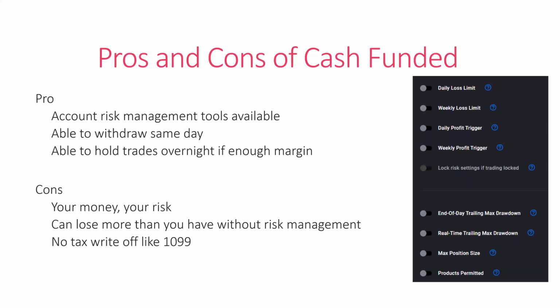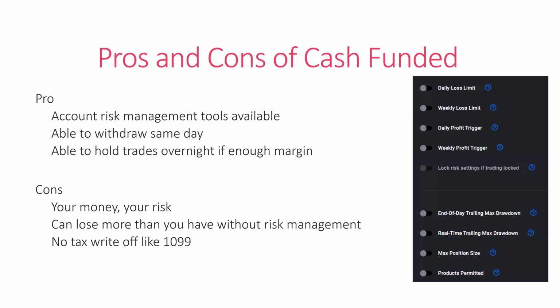Okay. You want to go ahead and cover this, Kevin? Yeah, go ahead. I was just reading the question. Sorry. So pros and cons of cash funded. Pros: yes, account risk management tools available, withdrawal same day. It's your cash. It's in and out. You don't have to wait for it to settle like options. When you send money to TradeAway for futures to fund your cash account, it'll be available to trade. Typically, my experience is about 2 hours, maybe 3. And then the withdrawal, same thing. You're going to get a quick withdrawal. Able to hold overnight for sure.